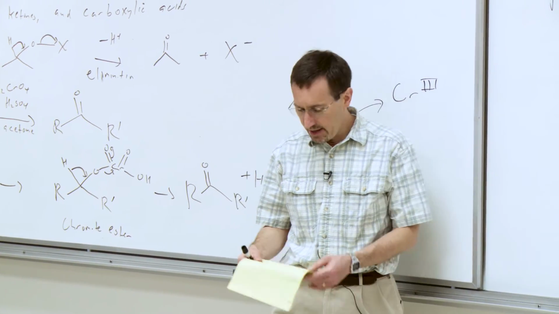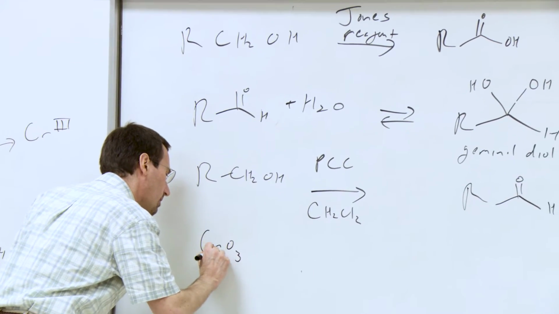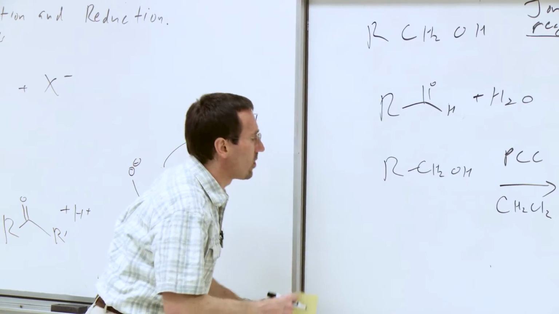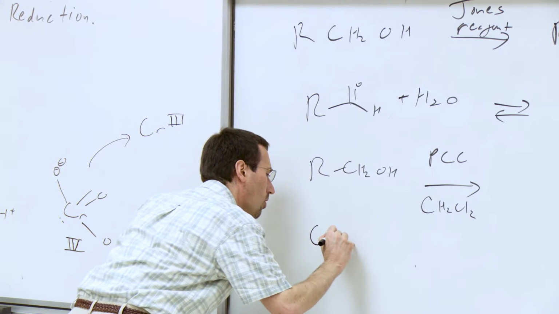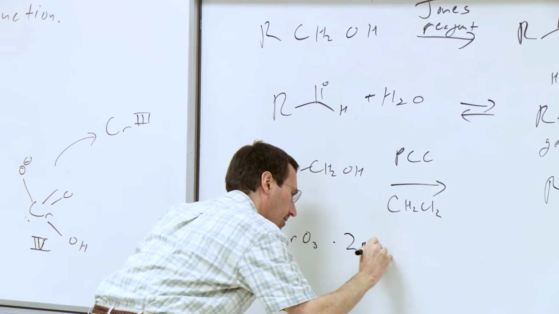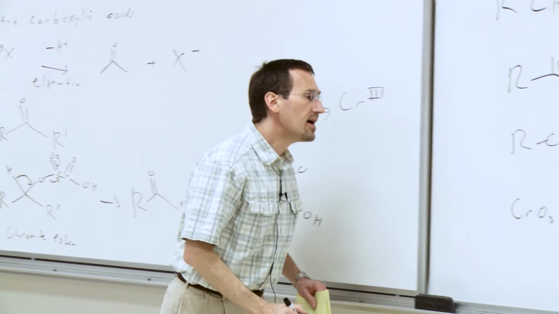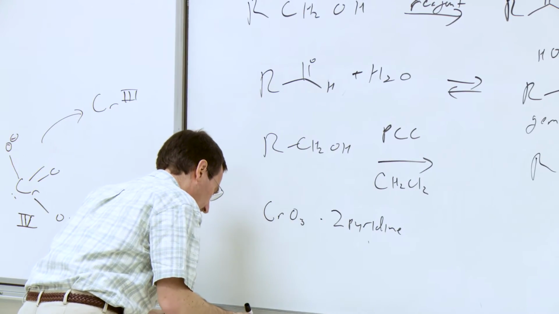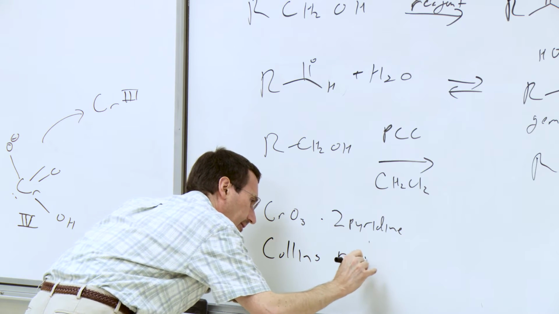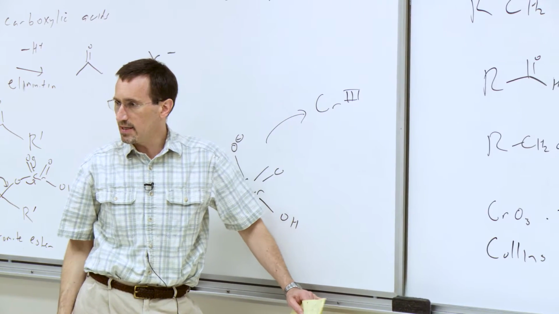Other reagents have been developed. Chromium trioxide is another chromium-6 reagent. Chromium trioxide, let me write that a little more neatly, CrO3·2 pyridine, basically pyridine coordinating to the chromium, is sometimes referred to as Collins reagent. And it provides another alternative to PCC.